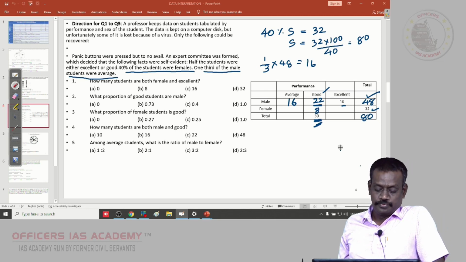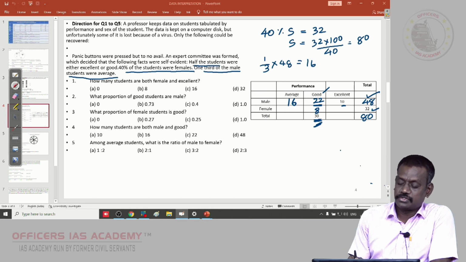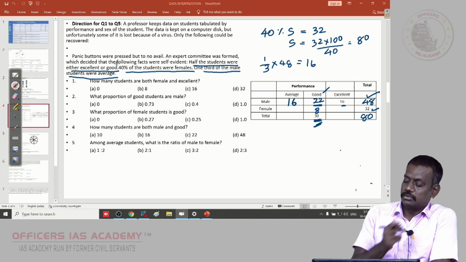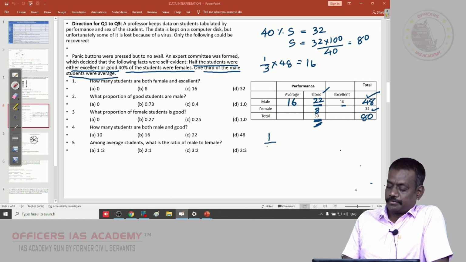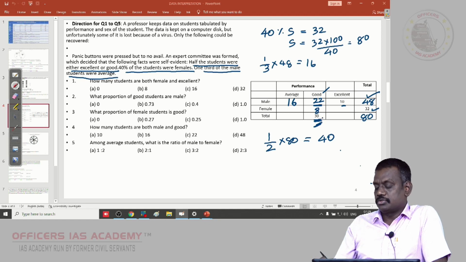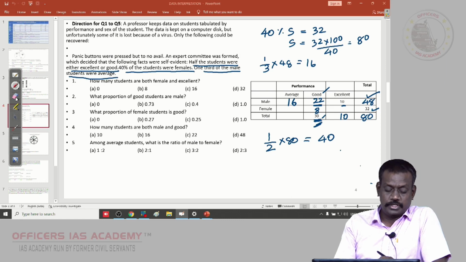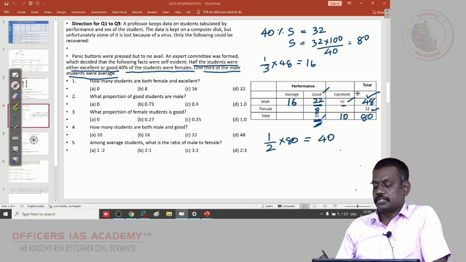Okay, understood? And next, the previous statement which we left, half of the students were either excellent or good. It means that half of the 80, which is 40, so 40 students are excellent as well as good. So already you know good students are 30, the remaining 10 students will be excellent. Understood? So already 10 excellent male students are there, so definitely this will be 0.